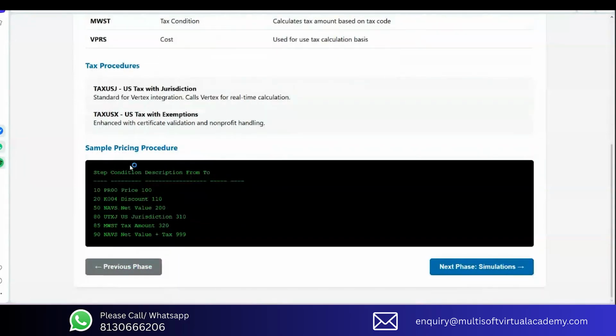I'm giving you a sample pricing procedure here. How are you going to set up the condition? Step 10 is PR00, which is the price. Step 20, K004, is a discount. Then NVA is the net value. Then UTX is the US jurisdiction. See, all this code is most important. According to that logic, it will go on to the slicing and dicing, pick up the rates and calculation, and everything will come into the picture.